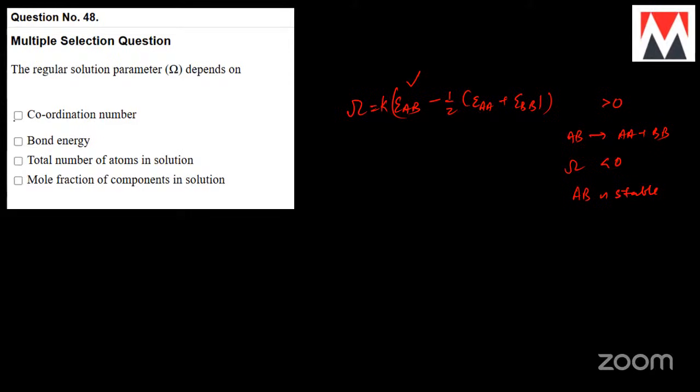So it depends on coordination number, it depends on bond energy. This is the bond energy. It depends on the total number of atoms in the solution, but not the mole fraction of the component in the solution. So it is proportional to energies and number of atoms, but not mole fraction of the components in the solution. You will write Gxs as this into Xa Xb. So this part depends on Xa and Xb, not the solution parameter, right?